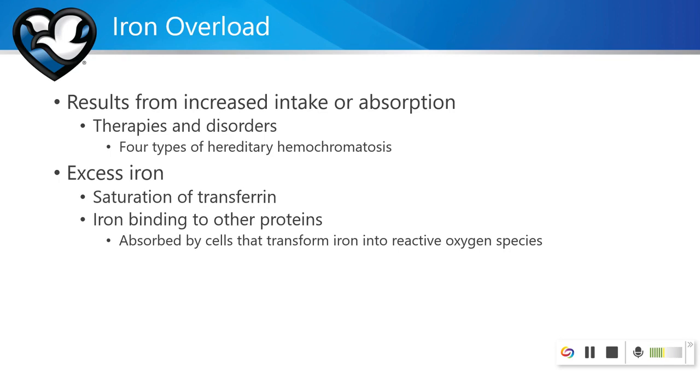Excess iron saturates transferrin until the capacity is exceeded, and when that occurs, iron starts binding to other proteins such as albumin. The non-transferrin bound iron excess is absorbed by cells that have mechanisms to take in iron in this form, such as the liver, heart, and joints. The iron then gets chemically transformed in the affected organ and becomes a reactive oxygen species, causing tissue damage, inflammation, and fibrosis.